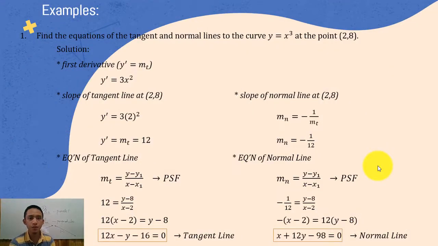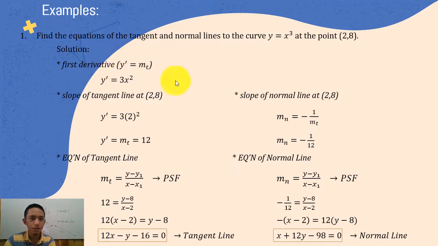So let's have an example for that. In this problem, you are asked to find the equations of the tangent and normal lines to the curve y equals x cubed at point (2, 8). Okay, so we are trying to find equations of your tangent and normal lines that are passing at a single point on your curve y equals x cubed. And that point of tangency is (2, 8). So, solution.